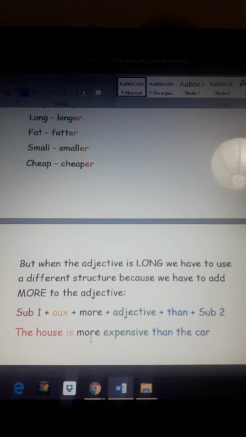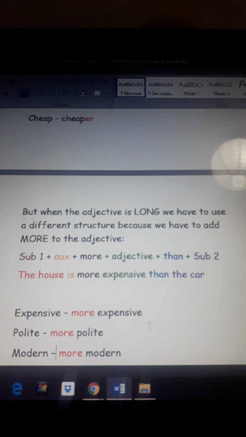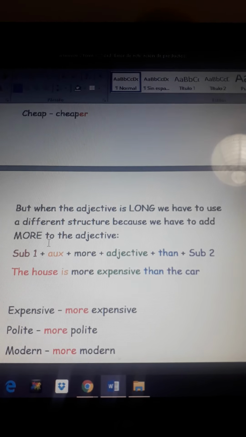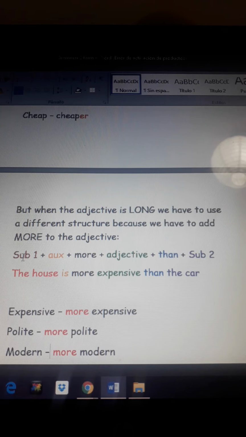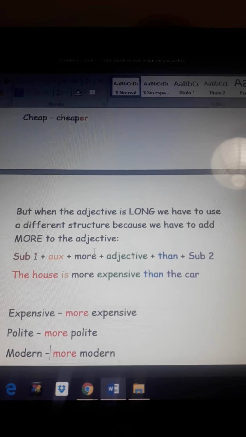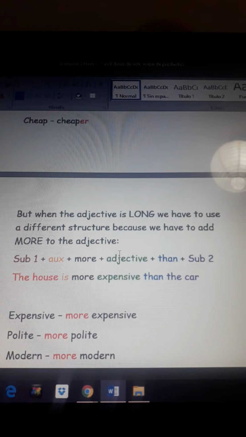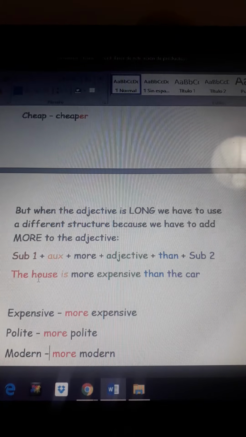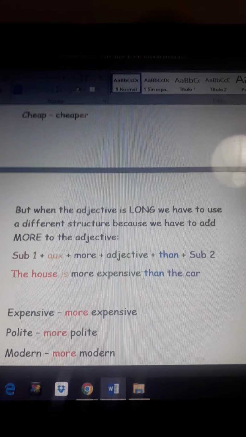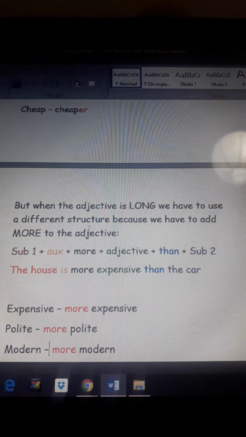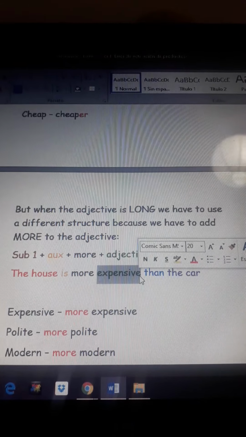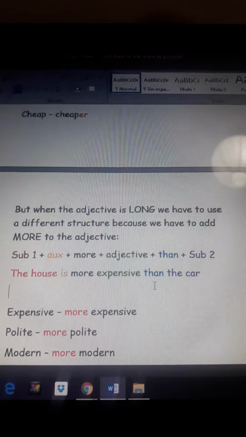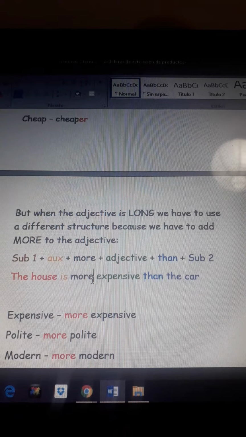But what happens when the adjective is long, guys? We have to use a different structure, because instead of adding -er, we have to use more before the adjective. The same: subject 1, auxiliary, more, the adjective, we don't add -er, than, and the subject number 2. For example, the house is more expensive than the car. So if you check, expensive is an adjective that is long, that has more than 2 syllables. So for that reason we have to use more.